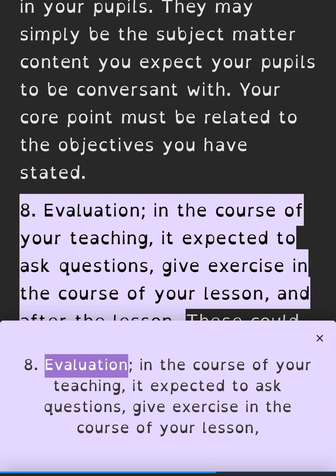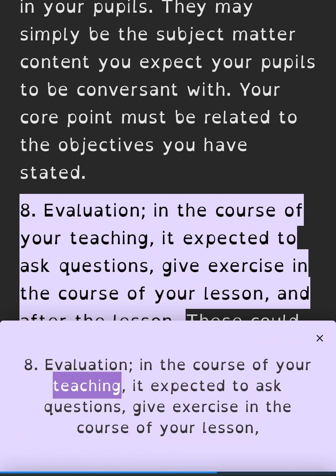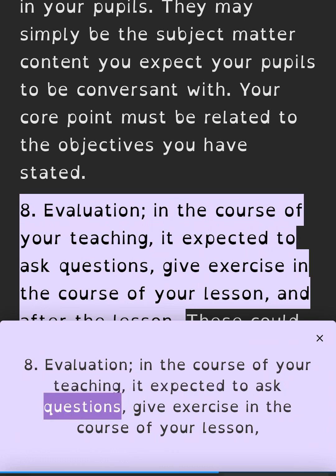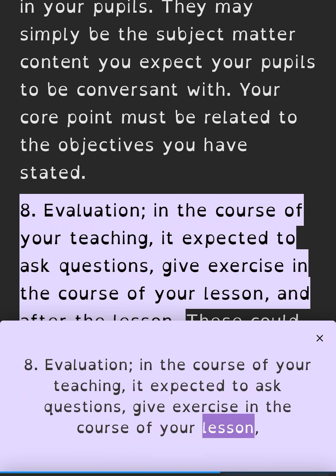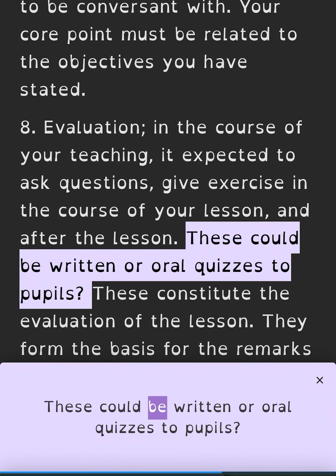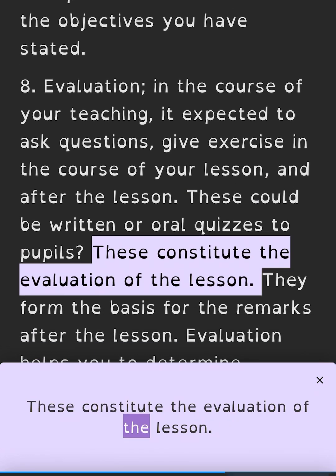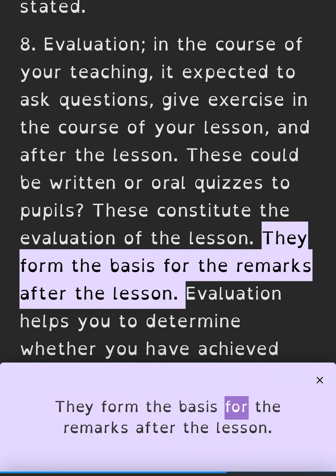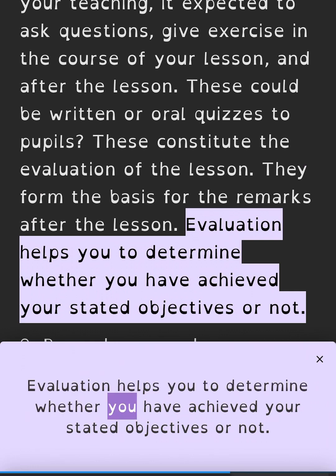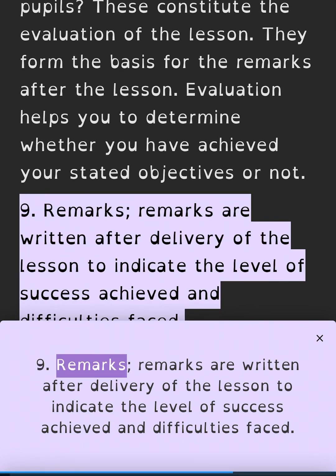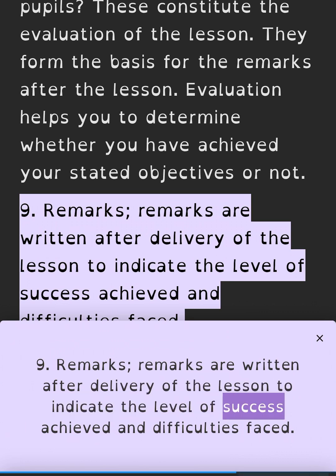8. Evaluation. In the course of your teaching, you are expected to ask questions and give exercises in the course of your lesson, and after the lesson. These could be written or oral quizzes to pupils. These constitute the evaluation of the lesson. They form the basis for the remarks after the lesson. Evaluation helps you to determine whether you have achieved your stated objectives or not. 9. Remarks. Remarks are written after delivery of the lesson to indicate the level of success achieved and difficulties faced.